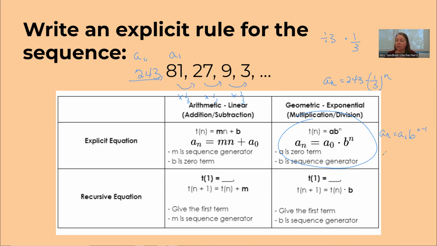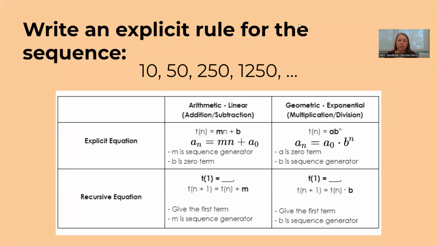Or if I wanted to use this, then I don't have to back it up. I could just use my first term of 81 times 1/3 to the n minus 1. Now, what's really important here is that if you have a fraction or something negative, that has to go in parentheses with the n on the outside. You may have noticed that I didn't have to do that in the last one, but here it makes a difference, because if you write it like this, only the 1 is powered. Okay, so you have to have that in parentheses. I'll clear these.